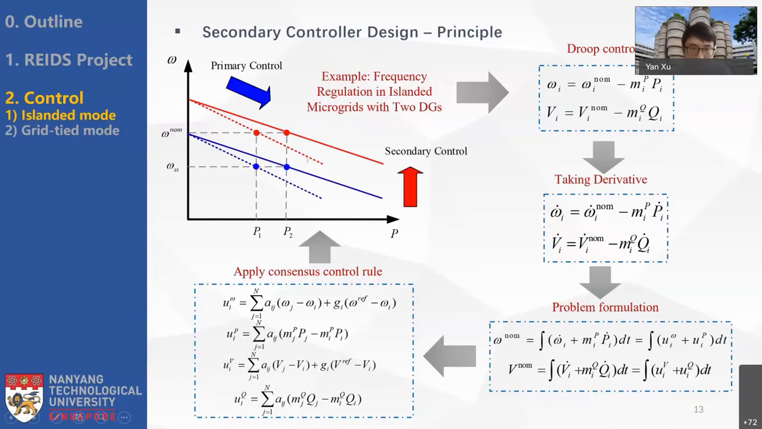The objective is actually to move this droop curve so that the power can be accurately balanced and V and F can be accurately restored. So this is the general principle flowchart to derive the secondary distributed control. This is the droop control formula. We take the derivative of both sides. Then you can see that the frequency and the voltage can be denoted in this integral form. Then the objective actually is to decide this mu for frequency and voltage, active power and reactive power.